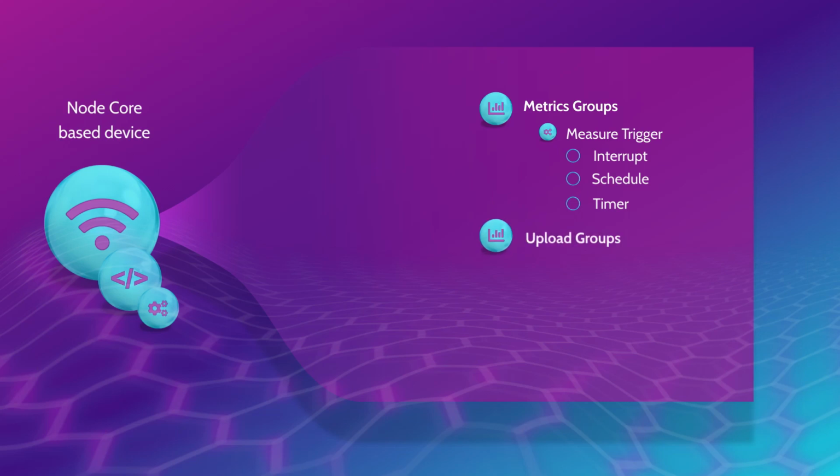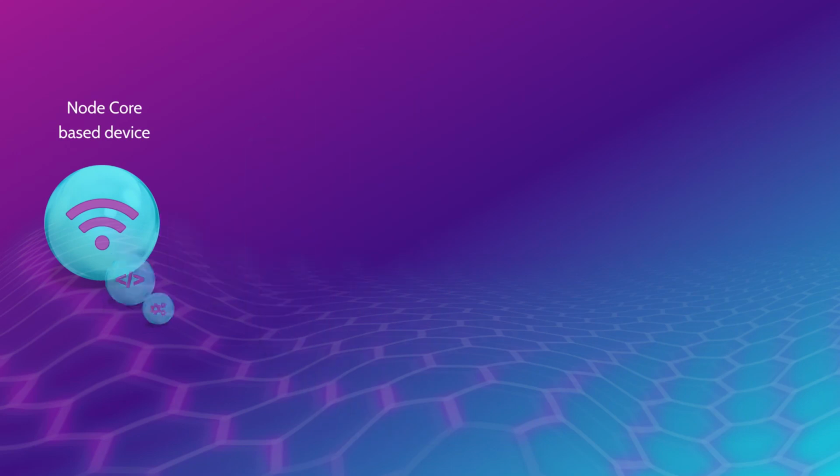Similarly, upload groups define which metric groups will be uploaded together and by what kind of trigger. This allows a device to, for example, measure one metric group on a 1 hour timer and a different metric group on a button press, store that information in the device's non-volatile memory while the device sleeps between readings, and then upload both metric groups to the cloud every day at 10 AM.